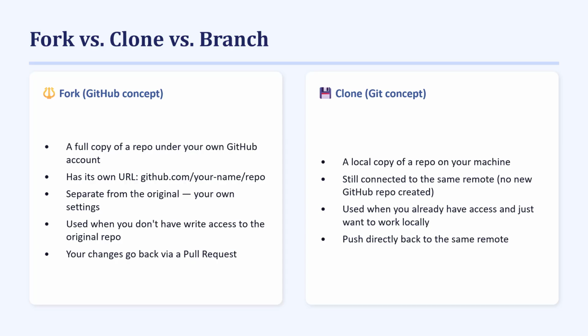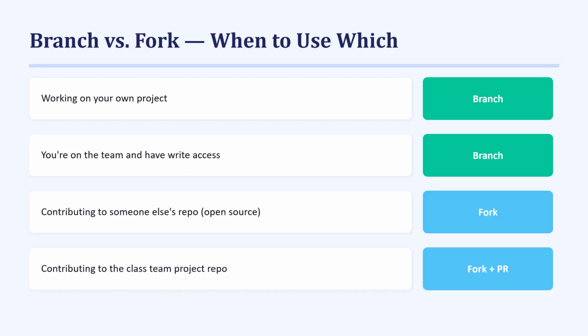So maybe sometimes we think about how do we decide? We have to ask ourselves some questions. Are we working on our own project, or are you on the team and you have write access to the repo already? Maybe you're on the team and it's your own project. You're the owner. That's probably a good situation for a branch.